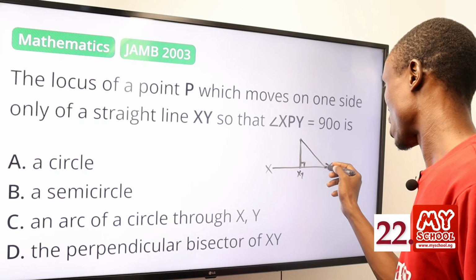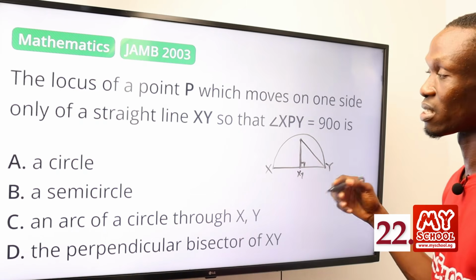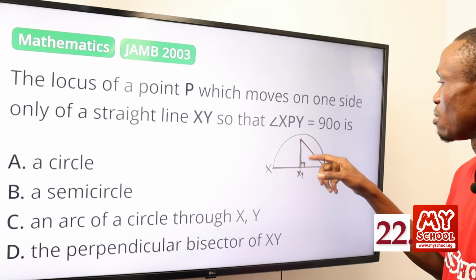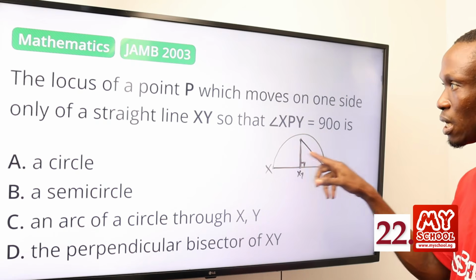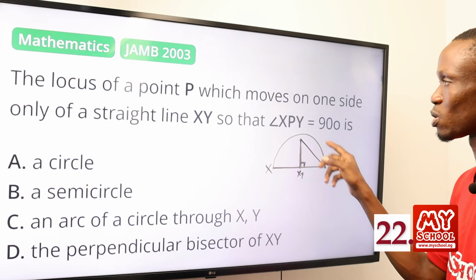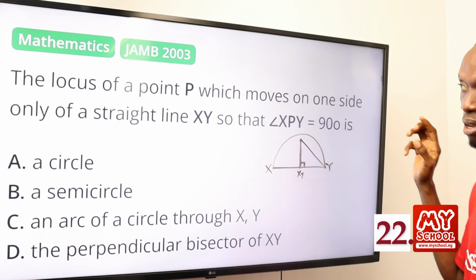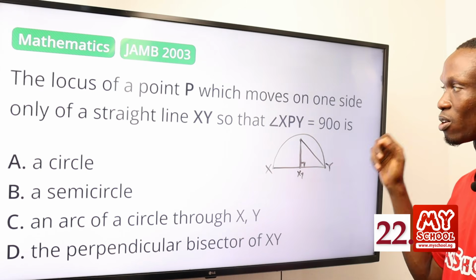So basically, if you look at this very well, they are actually talking about a semicircle. Why? Because the movement of the locus is restricted to only one side of the line, and the line XY is constant, so it moves from here to here and returns back, and this will trace out a semicircle. Okay, so that makes option B the correct answer to this question.